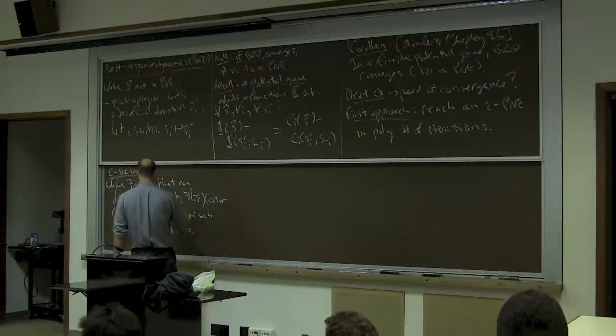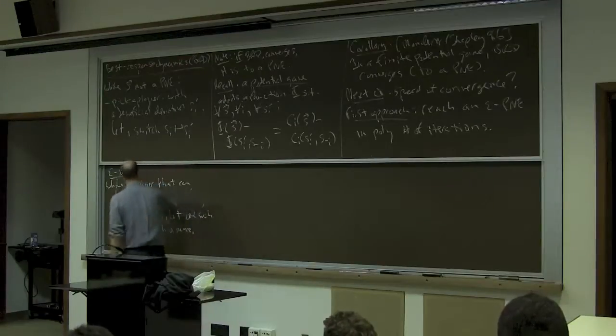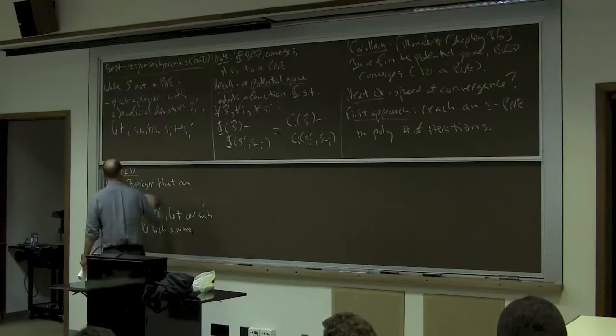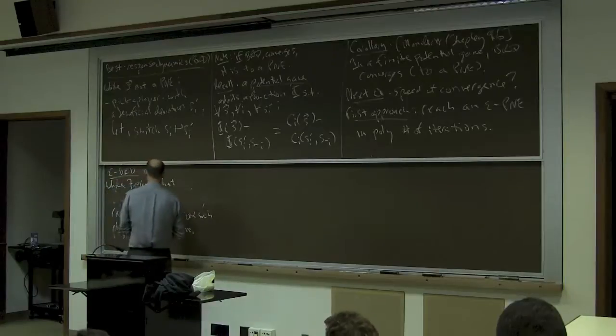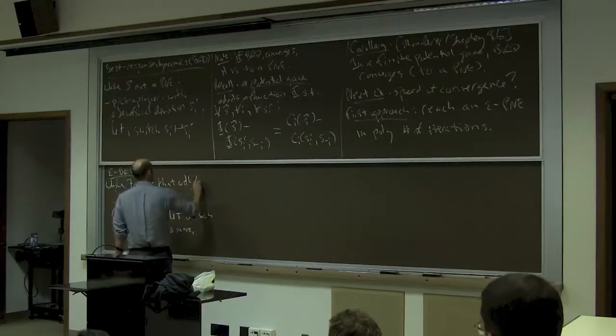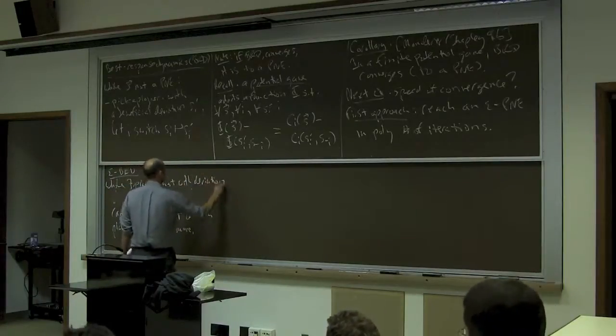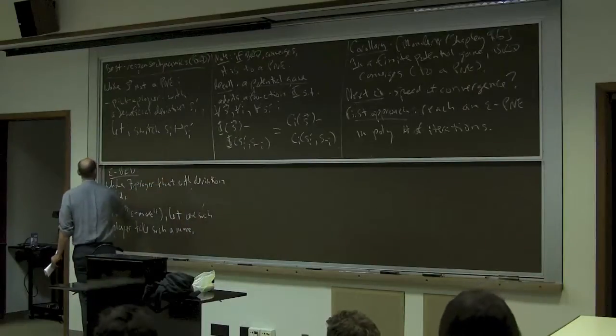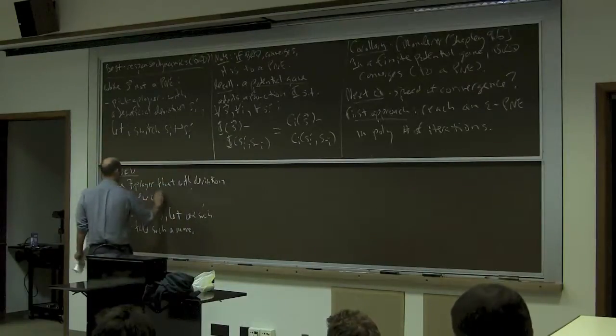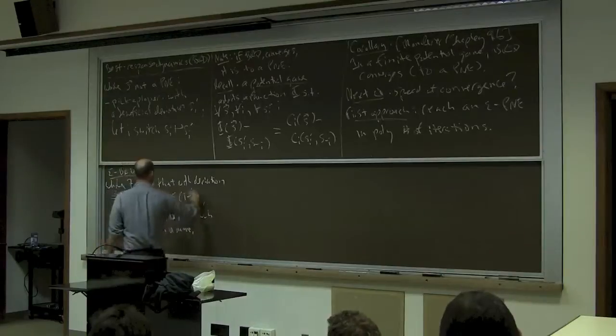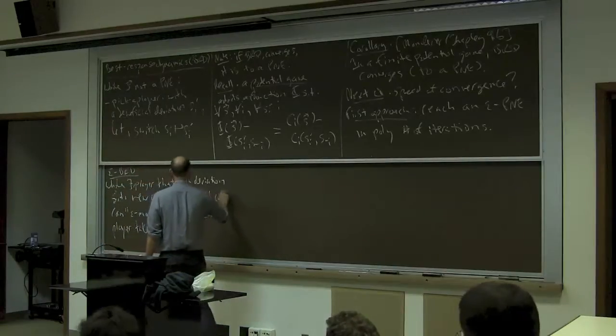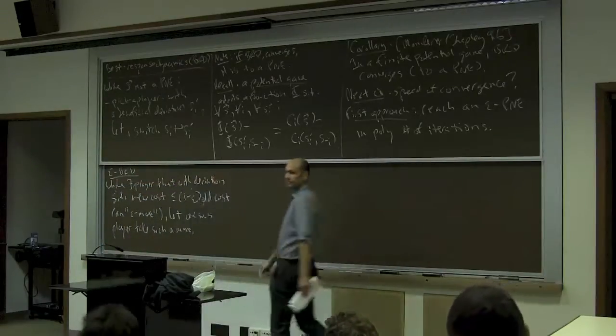So let's say a player with a deviation such that the new cost is at most 1 minus epsilon times the old cost. Sound good?